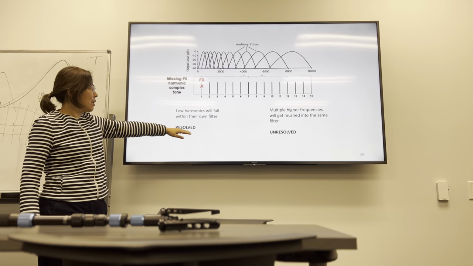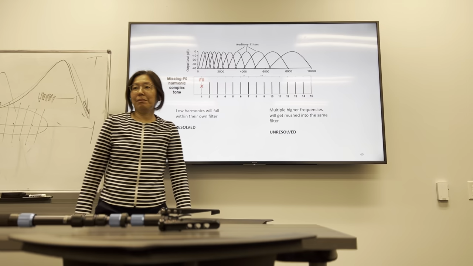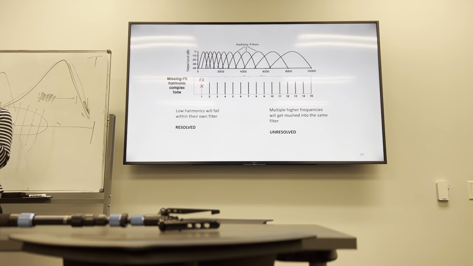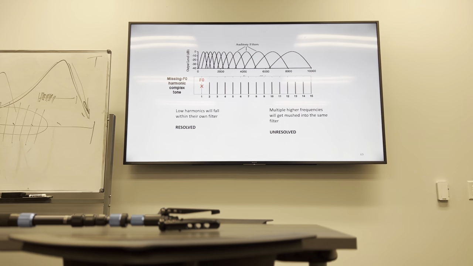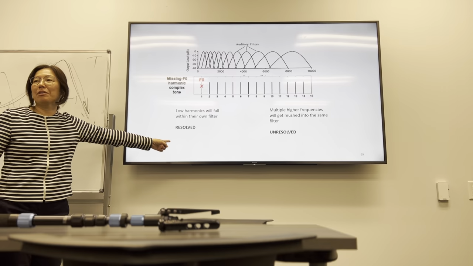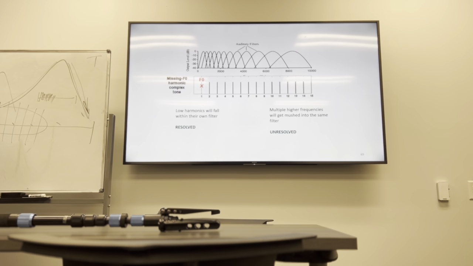Multiple higher frequency harmonics will get mushed into the same filter on the higher frequency side. They are crowded. Think of it like sharing a single hotel room with 10 people: one person, one bed, but you have to squeeze 10 people onto one bed. So resolved and unresolved, low harmonics and multiple higher harmonics, are not going to be the same.